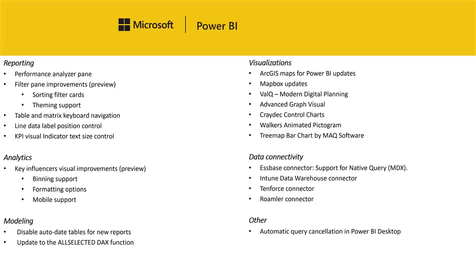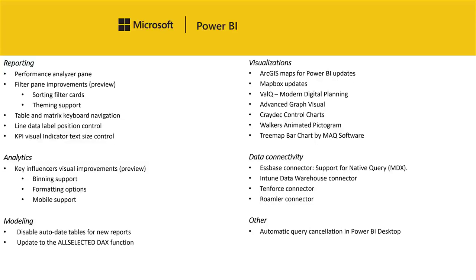We have two improvements under modeling, and the first is a way to disable auto date tables for all your new reports. Auto date tables is a feature of Power BI, whereas if you have, say, a date column within your data, we will automatically behind the scenes generate a date table for you that's hidden. And this enables us to do some smart auto time intelligence stuff within visuals, like when we create that automatic hierarchy for you in, say, the x-axis of a line chart.